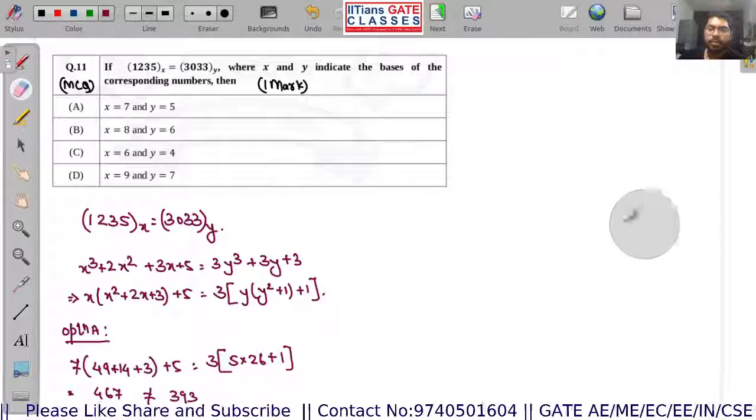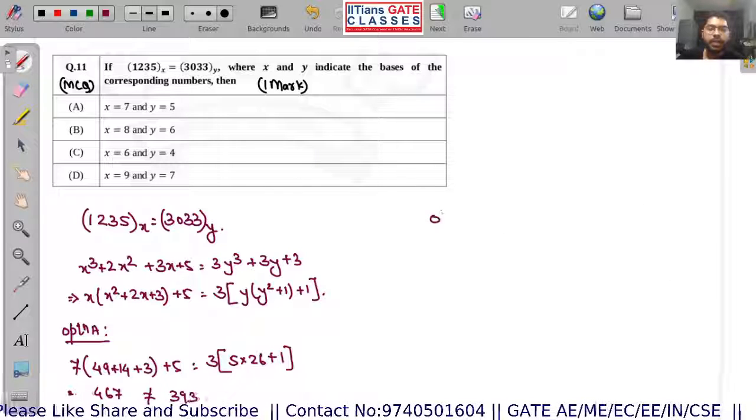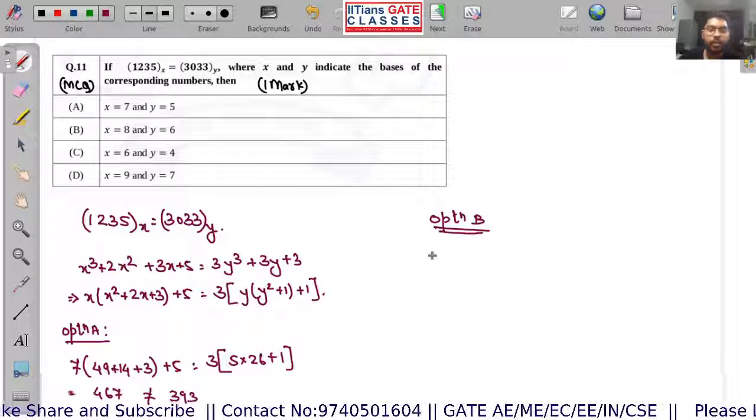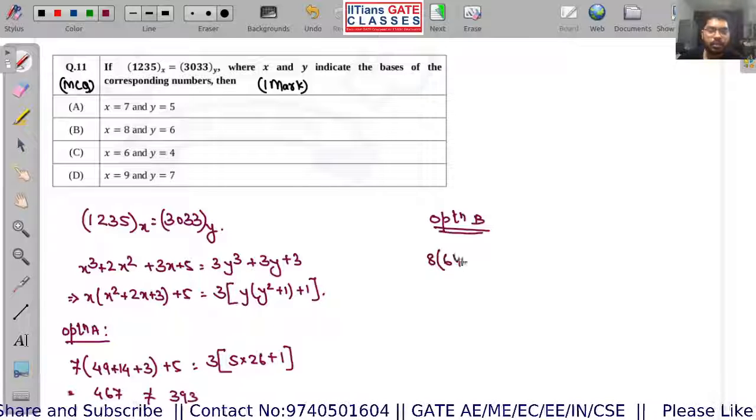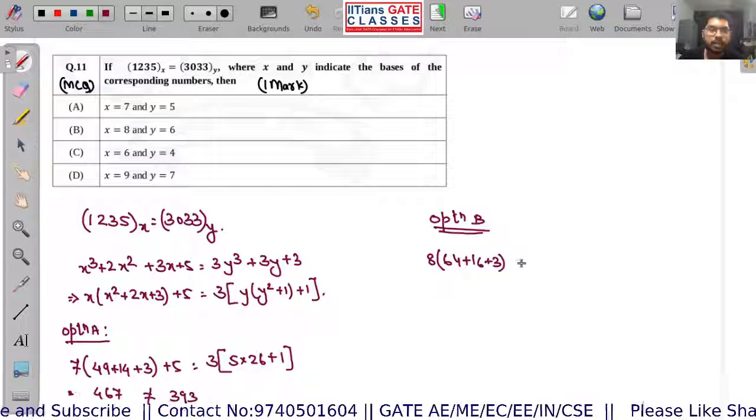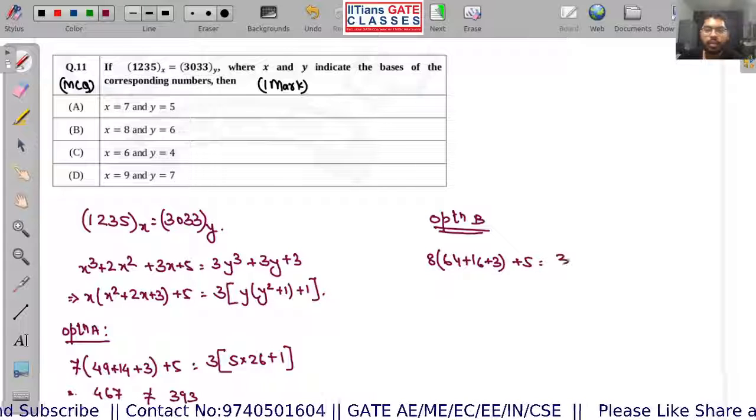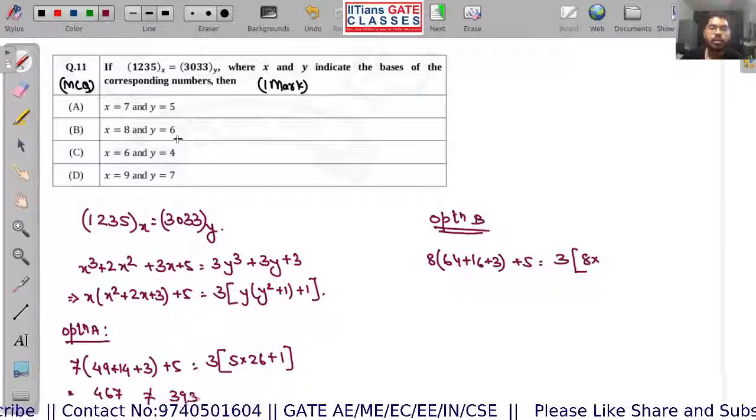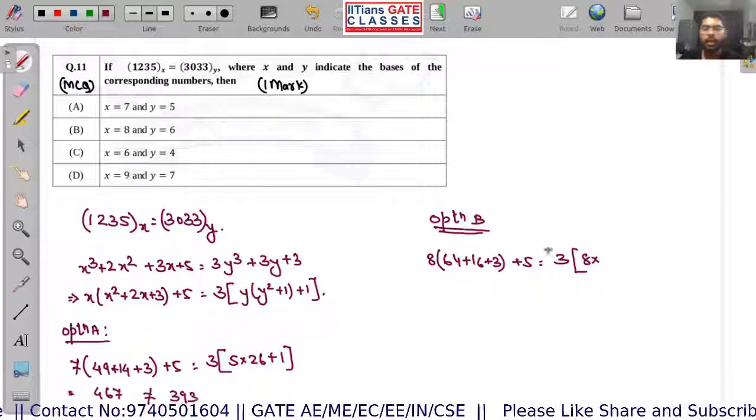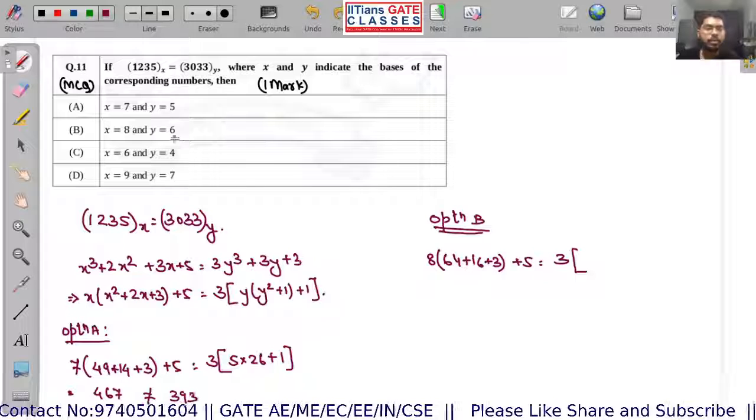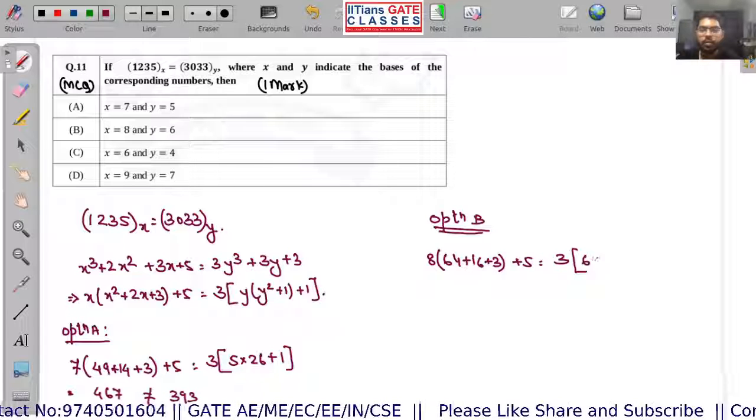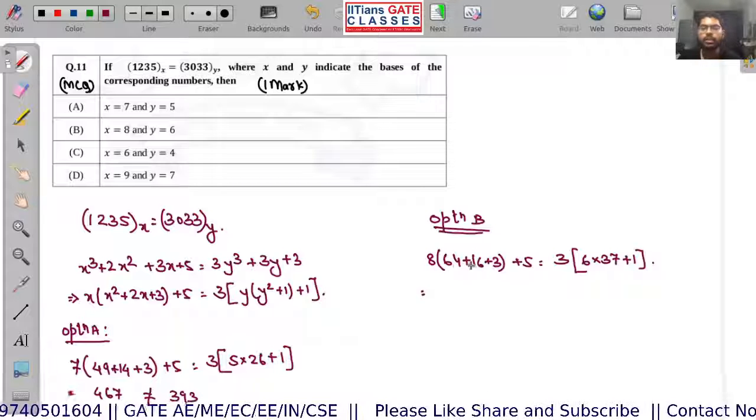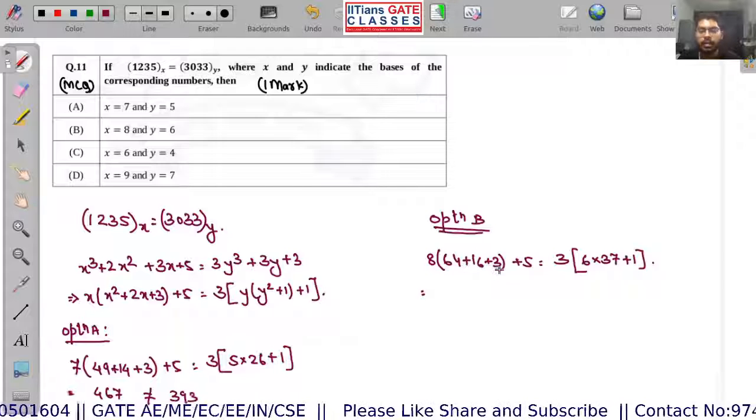So let me check option B. So for option B, x is 8, y is 6. So let me put here. So x is 8. 64 plus 16 plus 3 plus 5 is equal to 3 into, sorry, y is not 8. So y is 6, na? So this will be 6 into 37 plus 1. Okay, fine. So this comes out to be 64 and this is 80, this is 83.